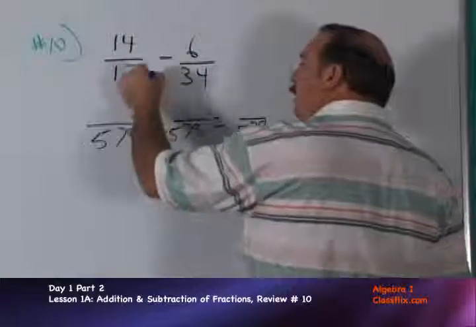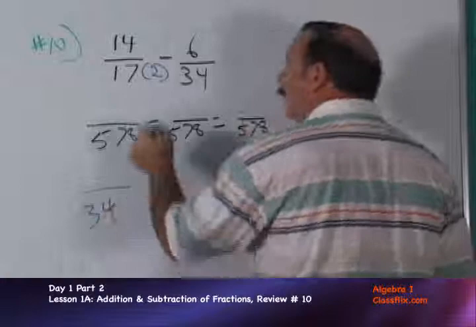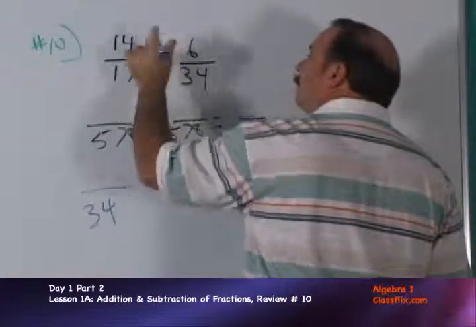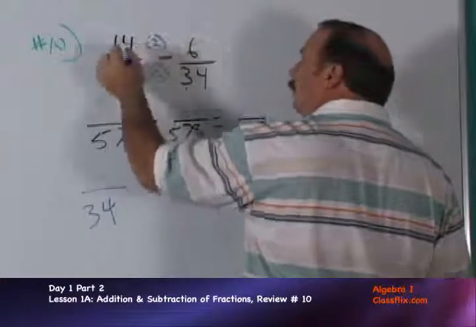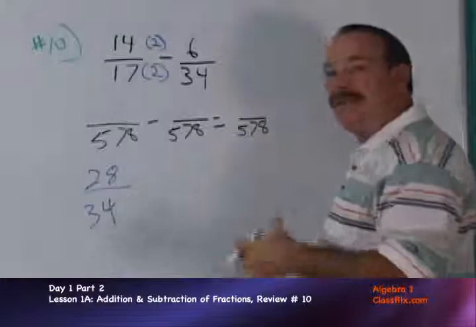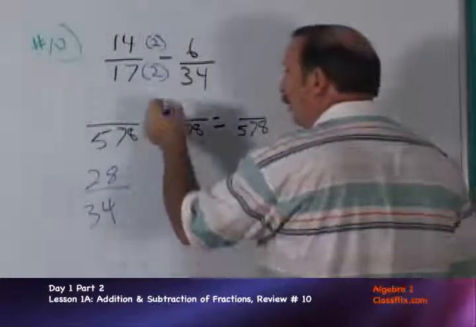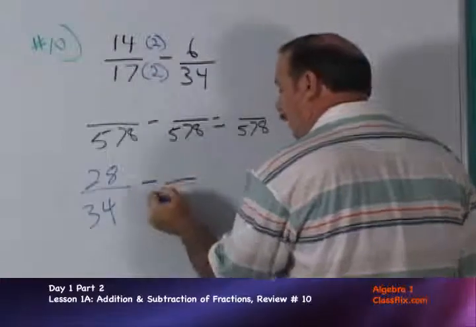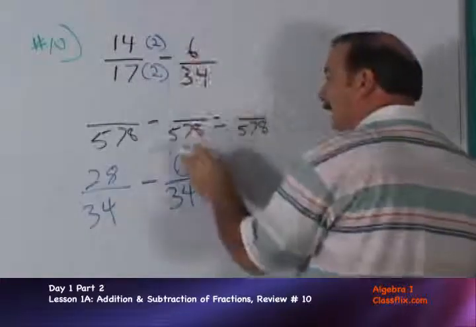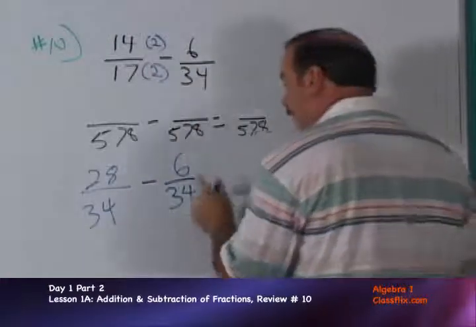So since I can multiply the 17 times 2 and it will become a 34, then I also multiply the 14 by 2. 2 times 14 gives me 28. Again, in this process, if you need to use a calculator, you may. The 34, I don't have to change at all, do I? It's a subtraction problem. The 34 is already in the right form, so I just leave it exactly the way it is. The 6 over 34 comes down, stays as 6 over 34.